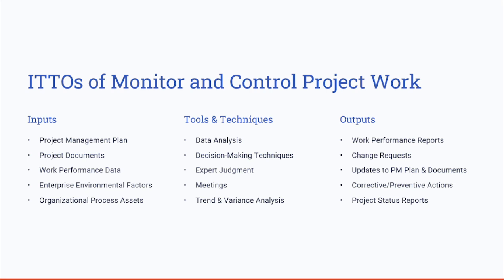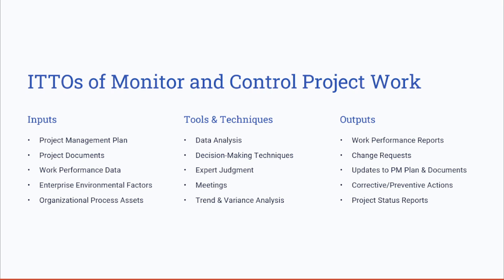We already have explained most of these ITTOs when we covered monitoring and controlling the project work. To remind ourselves, some of the inputs include the project management plan, the project documents such as the risk register, the issue log, the assumption log, the lessons learned, etc. We also have the work performance data, which is raw data that has no meaning by itself because it does not compare any baseline with the plan. Also the EEFs and the OPAs.